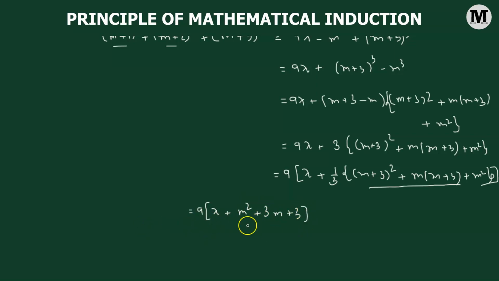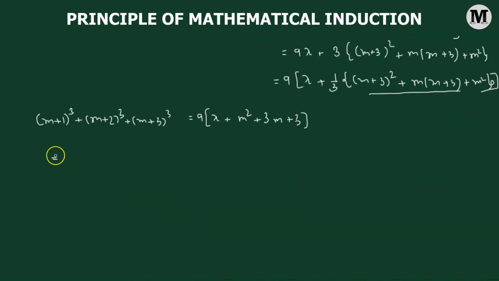Fine. Now we don't have to worry about the value of lambda plus m squared plus 3m plus 3. What we have been able to show here is that if we take the sum of the cubes of the three consecutive natural numbers, (m plus 1) whole cube plus (m plus 2) whole cube plus (m plus 3) whole cube, this is a multiple of 9. So in other words, what we have shown here tells us that (m plus 1) whole cube added to (m plus 2) whole cube added to (m plus 3) whole cube, the sum of the three consecutive natural numbers, is divisible by 9.